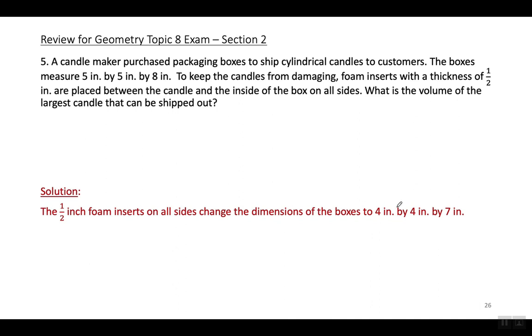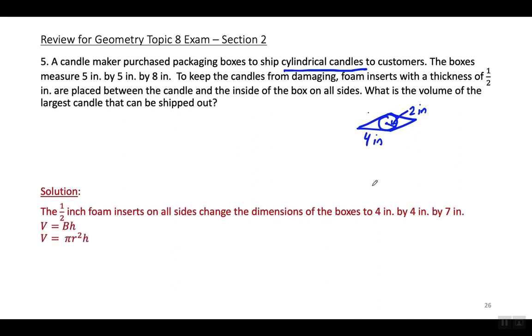So here are the new dimensions of the box: 4 by 4 by 7. If the box is 4 by 4 by 7, let's picture this for a second. If this is 4 inches, then what is the radius? Because it says the candles are cylindrical, they're in the shape of a cylinder. So what is going to be the radius of a candle that you put in there? The radius is going to be half of 4, which is 2 inches. All right, the radius of the candle has to be 2 inches.